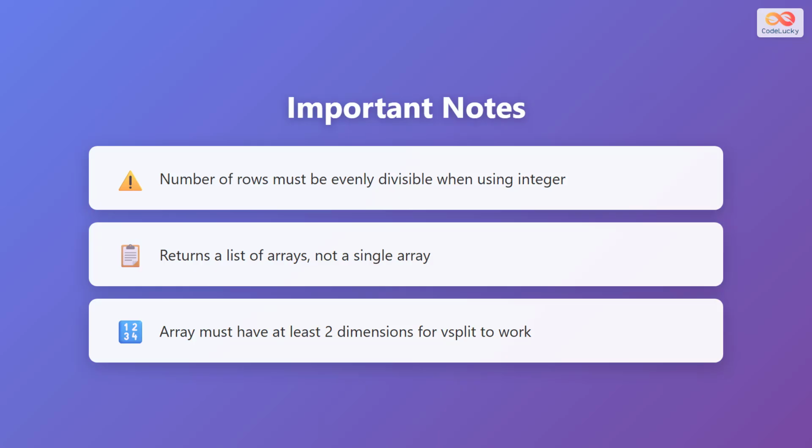There are three important things to remember when using vsplit. First, when using an integer for equal splits, the number of rows must be evenly divisible by that integer. Second, vsplit returns a list of arrays, not a single array. Third, the input array must have at least two dimensions for vsplit to work properly.